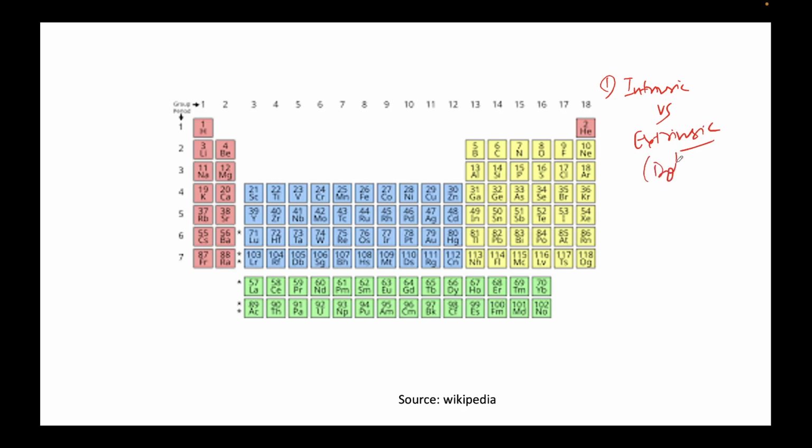Extrinsic means we have doping. As someone suggested in the first slide, why do we do doping? So that we can tune the conductivity, increase it, decrease it, and whatnot. The second thing is, can anybody tell me a semiconductor apart from silicon and germanium? Any other semiconductor? Gallium arsenide. Okay, any other?